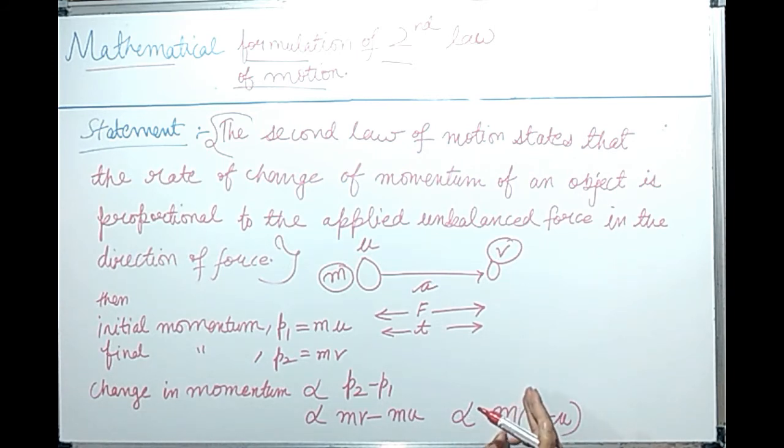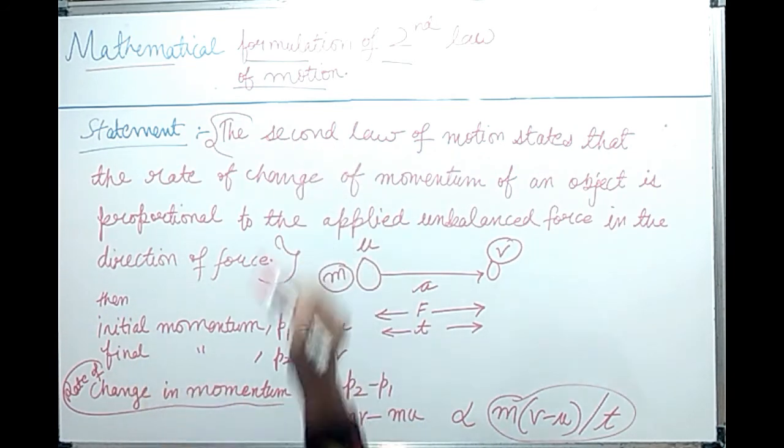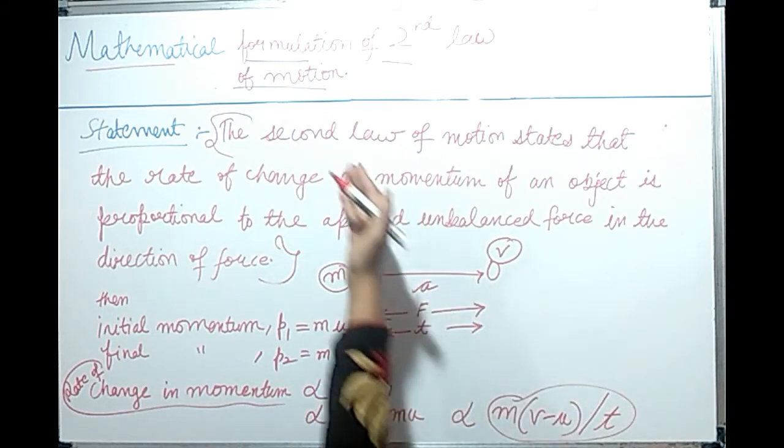To make this value rate of change of momentum, I am writing here rate of change of momentum. We divide this quantity by time t. To make any quantity a rate, we divide it by t. Now here you can relate this point with the statement of second law of motion. This equation, rate of change in momentum, is nothing but our second law of motion.